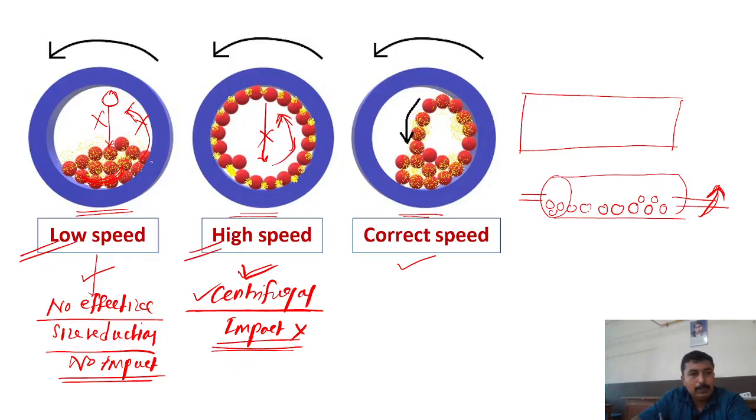At low speed, what will happen? The balls just glide over each other. At high speed, the balls move towards the periphery due to centrifugal force. No impact takes place, and it results in no effective particle size reduction.